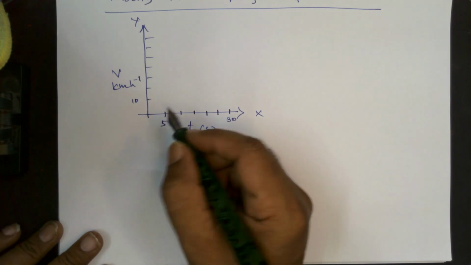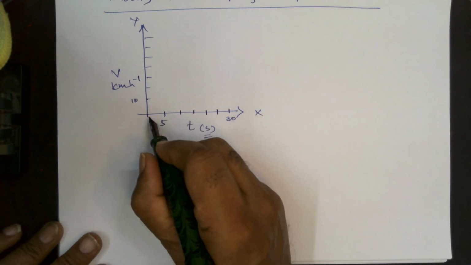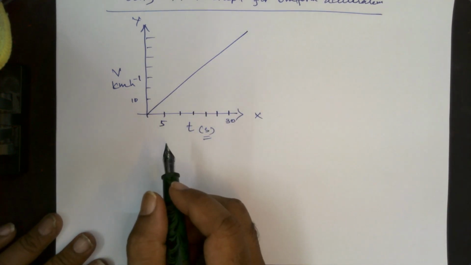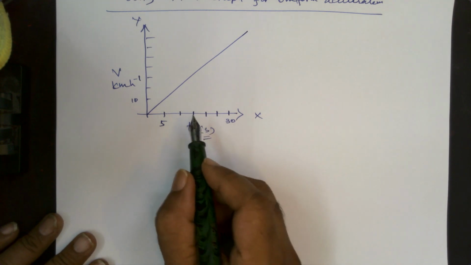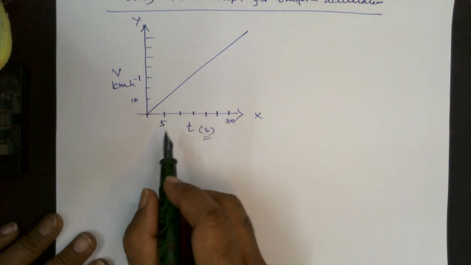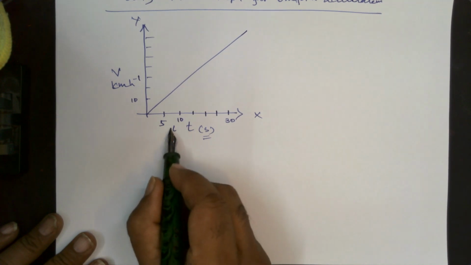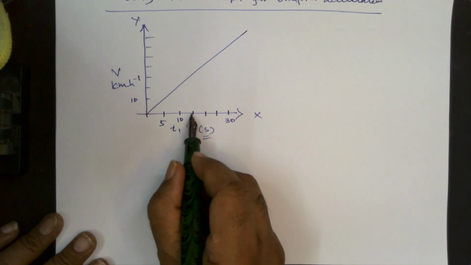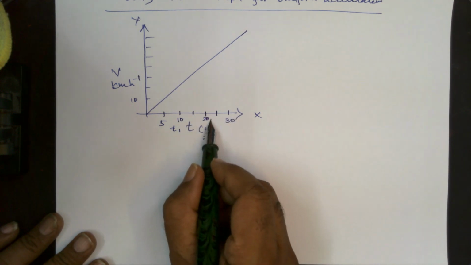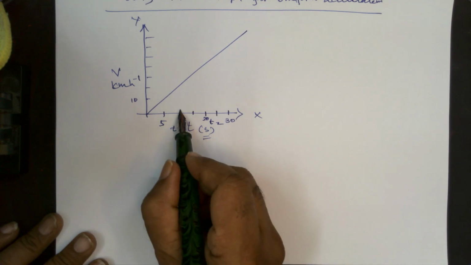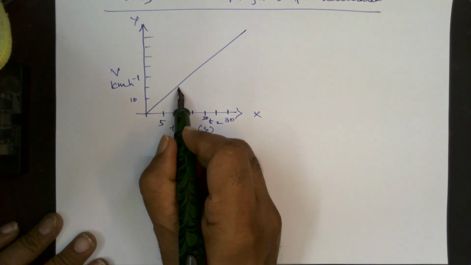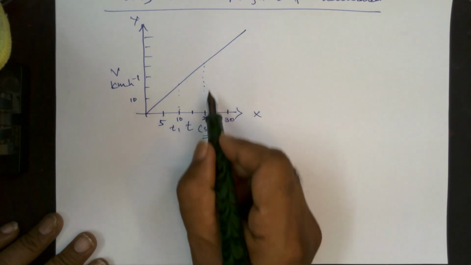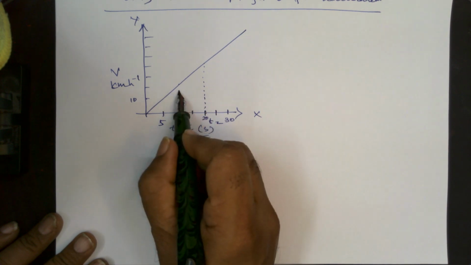Let us consider it has a uniform velocity like this. Now let us take T1 at 10, T2 at 20, 15, 20. This is T2. So draw a line and that meets here. Similarly, it meets here. So all these things should be drawn in a decent graph.